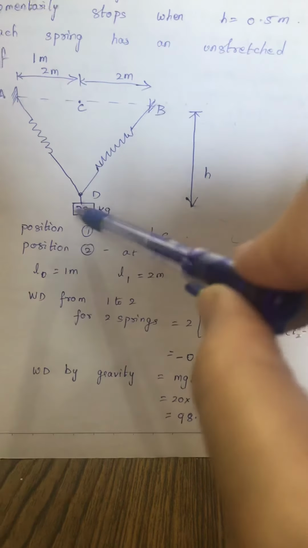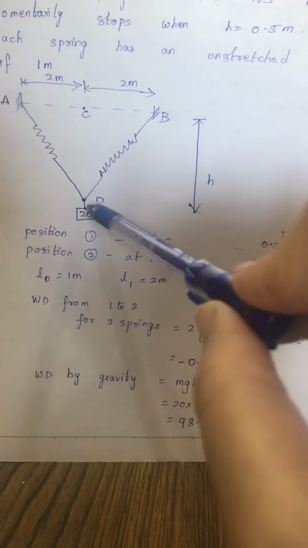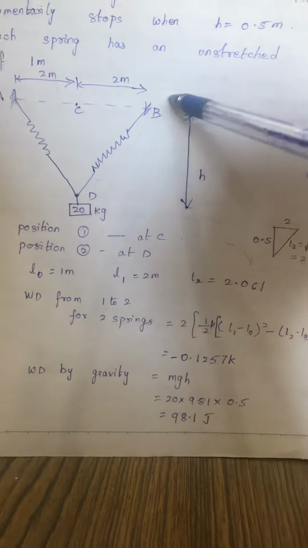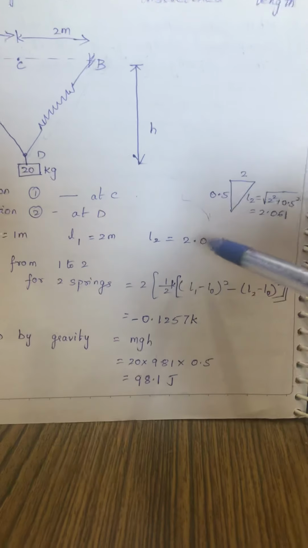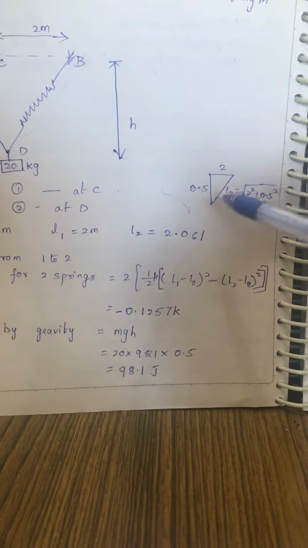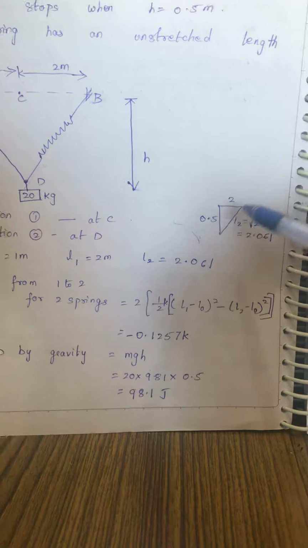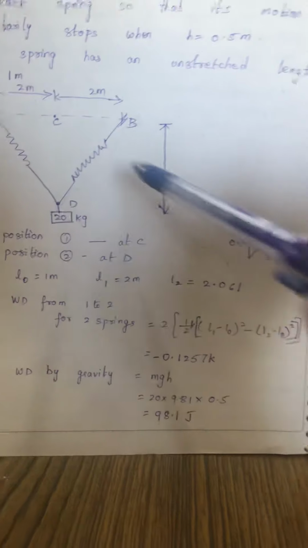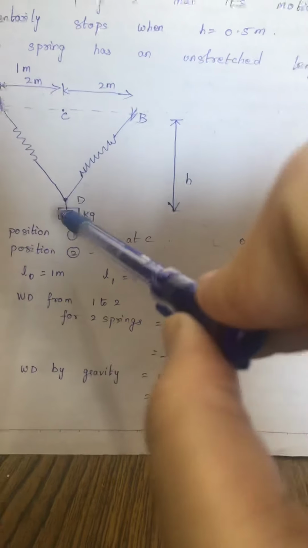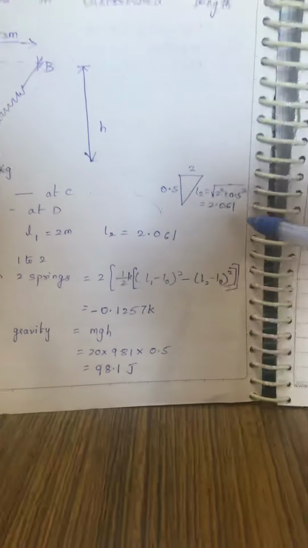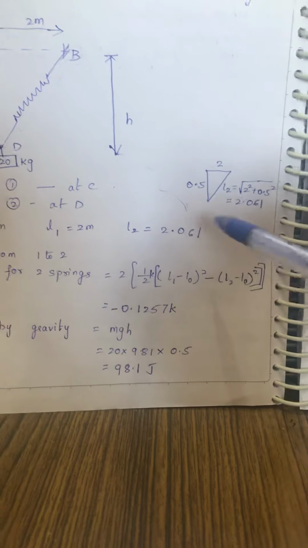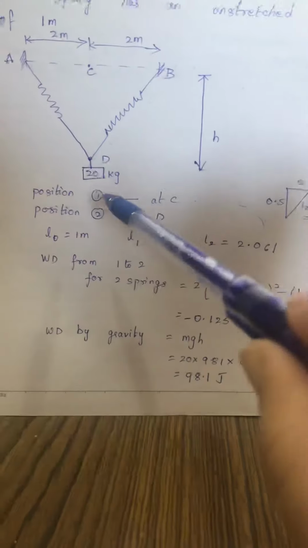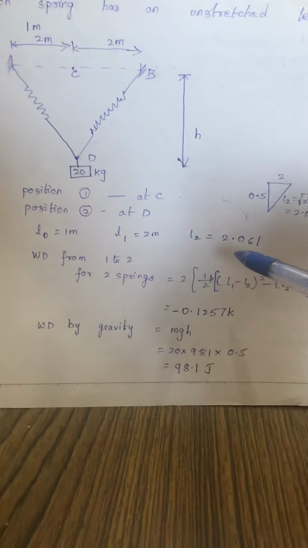And L2 is in position 2, when the springs have reached the point D. So this DB is L2. Here I have calculated L2. I am using the right angle triangle. This is 2, this is 0.5. So I am getting the value of DB as 2.061. So now I know what is L0, L1, L2.